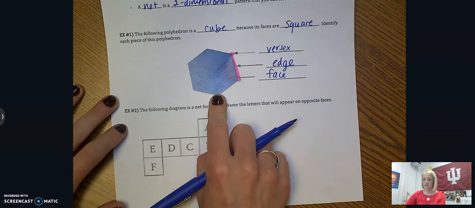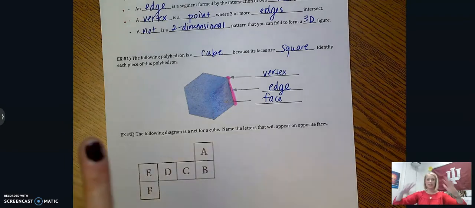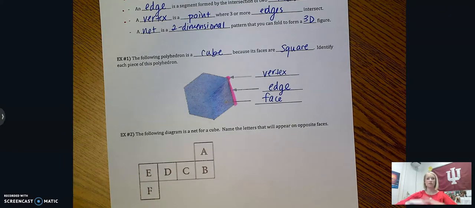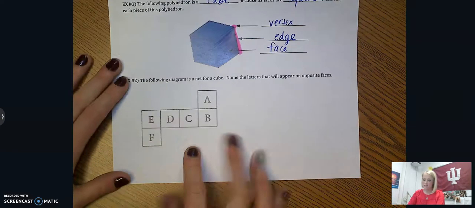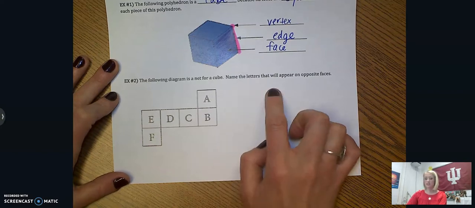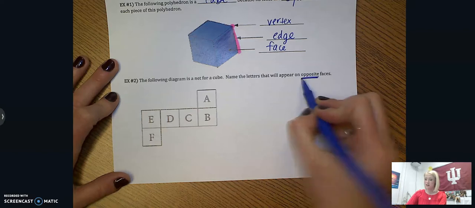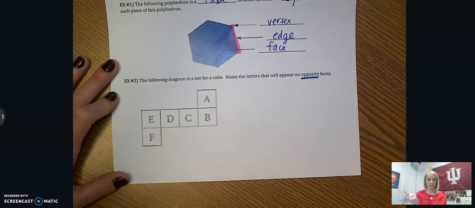So maybe this box right here, they just took this box and unfolded it and slapped it down on a piece of paper. The 2D version of your 3D shape, that's a net. So they're saying, hey, this is the net of a cube. Name the letters that are going to appear on opposite faces. Opposite just means across from each other.